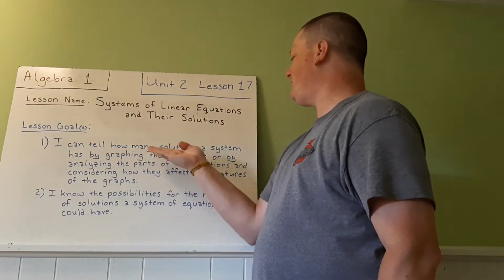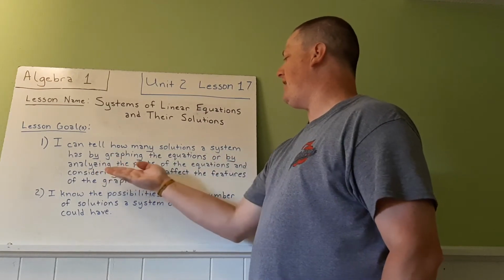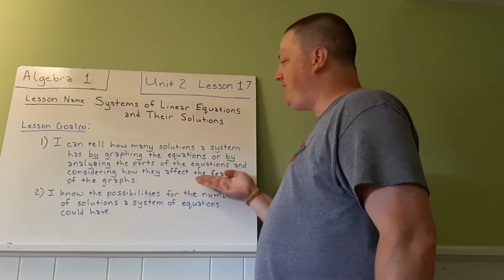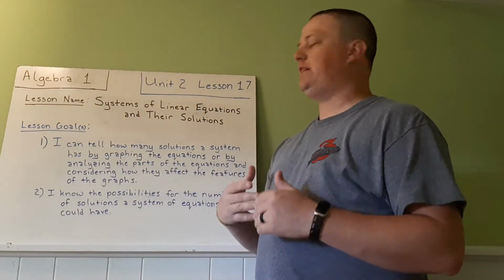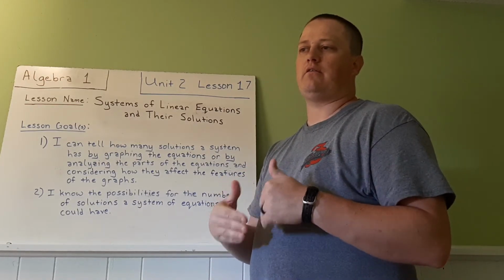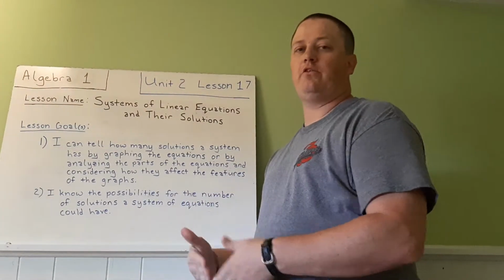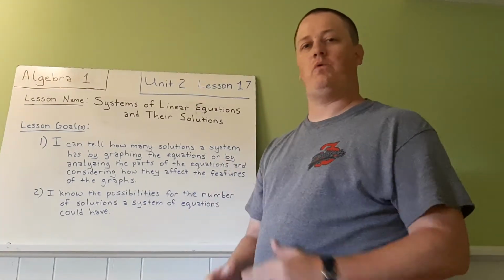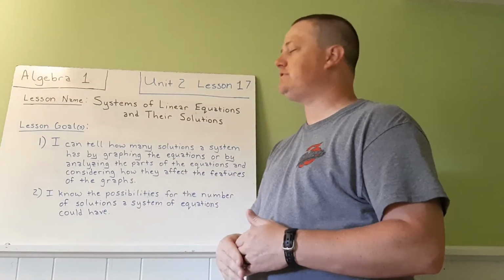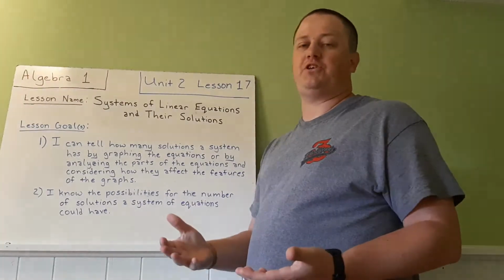I can tell how many solutions a system has by graphing the equations or by analyzing the parts of the equations and considering how they affect the features of the graphs. So by looking at the equations and using some important parts of the equations, we should be able to identify whether there will be one solution, as in the lines crossing exactly in one spot, whether there will be no solutions because they're parallel and they never cross, or whether all of the answers on the lines are solutions because they're actually the same line.